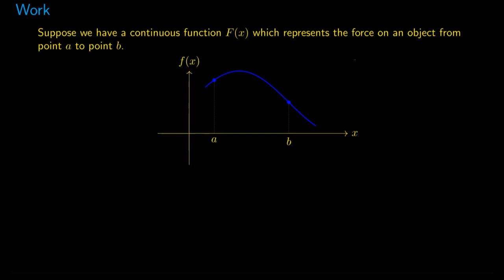So suppose we have a continuous function, capital F of x, which represents the force on an object from point A to point B. So here's our example, and we want to calculate the work done over this interval. To calculate the work, we're going to approximate by dividing this interval up into smaller sections, and we'll label them x naught through x n. So somewhere in here we have x i minus 1 and x i.